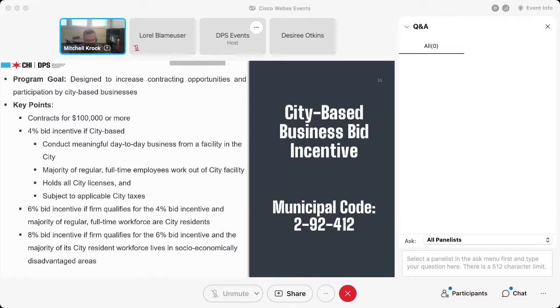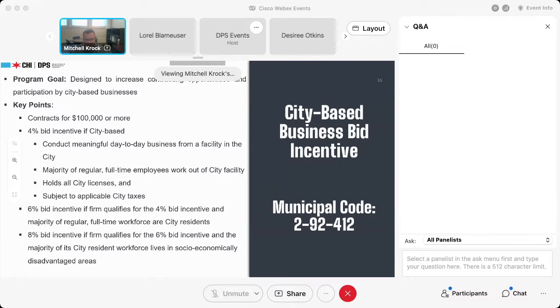In contrast to that last statement, the 6% bid incentive, a higher tier, applies if the firm otherwise qualifies for the 4% bid incentive, and the majority of its regular full-time workforce are City of Chicago residents. And beyond that, there's an 8% tier that if the firm qualifies for the 6% tier and the majority of the city residents that are the workforce live in socioeconomically disadvantaged areas, that higher tier applies.